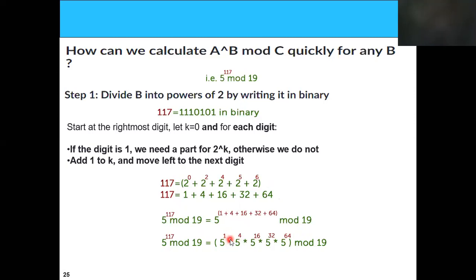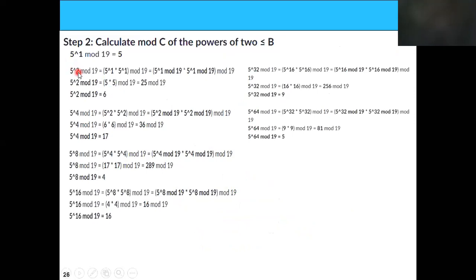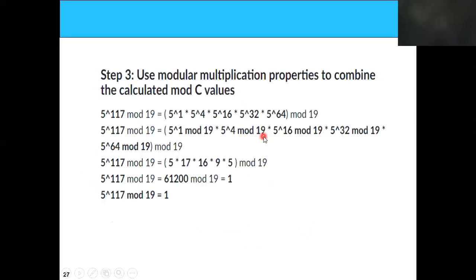by 19. So this is just a multiplication, so I have to solve for each mod like this one. First step, 5 to the power 1 mod 19 is 5, and the rest of the calculation I have calculated, and finally I just take 5 to the power 117. Separately, I will have to solve it, 5 into 15, 16 into 9. So 5 to the power 117 mod 19 is 1. This is one of the methods called fast exponentiation.